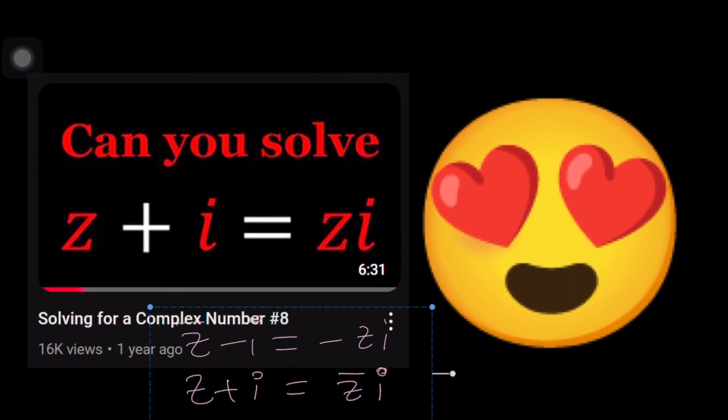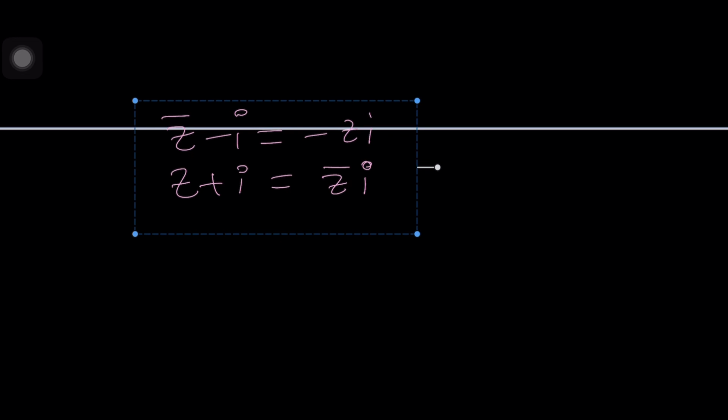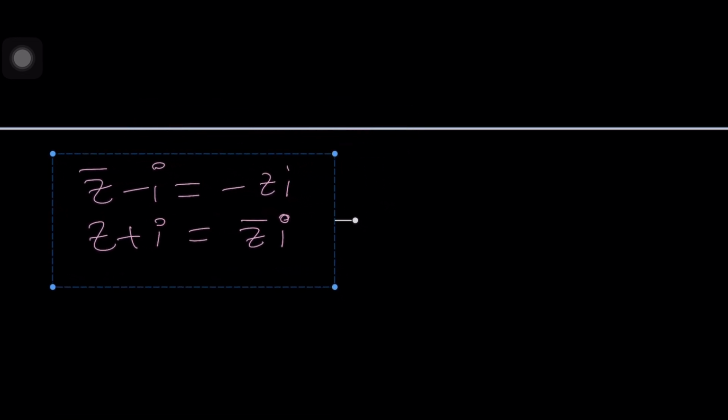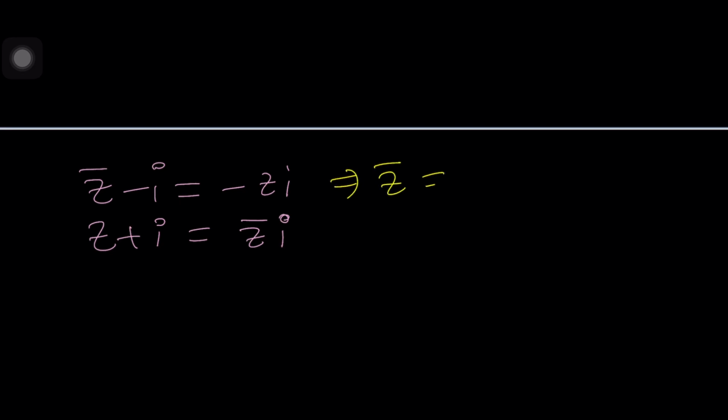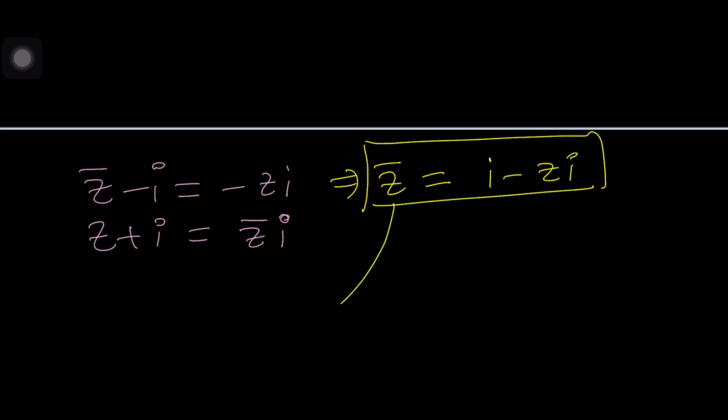I'm just going to copy and paste it because that feature is available for Notability. Thank you, Notability, for that property. So hopefully we can solve for z from here. So why don't we isolate z bar from the first equation, and that'll be i minus zi. And now you can hopefully substitute this right here and then solve for z. Let's try it. It's going to be fun.